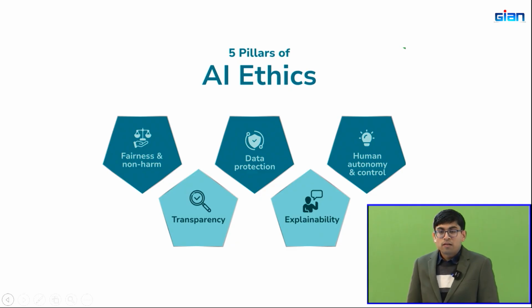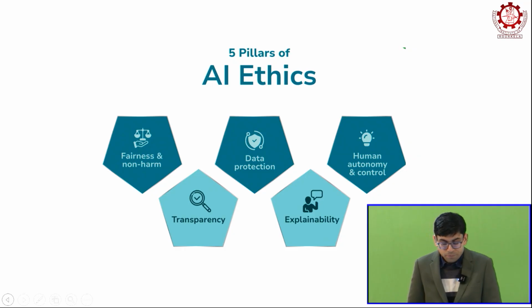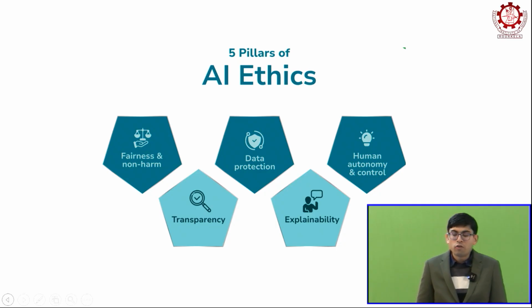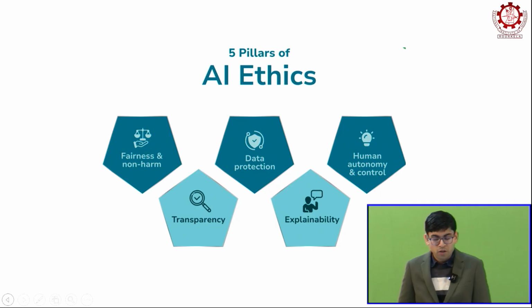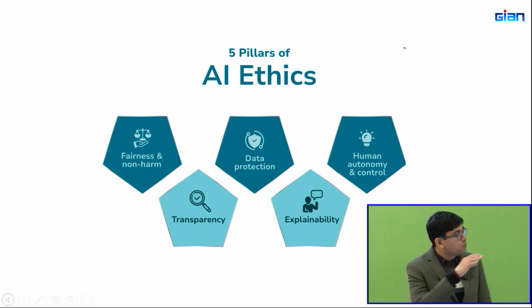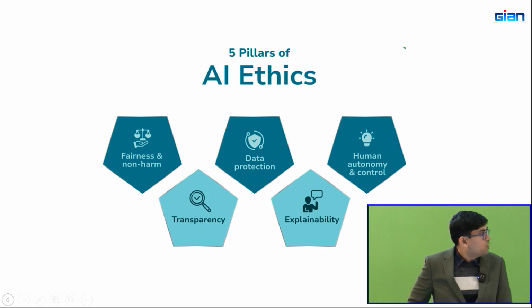Now, as data scientists, as machine learning engineers, we all need to understand the main pillars of AI ethics. You look at these 5 different pillars here. We have fairness and non-harm. We have data protection, human autonomy and control, transparency and explainability. And we have covered transparency and explainability in quite some detail over the past day or so. Now let's talk about the three on the top row.